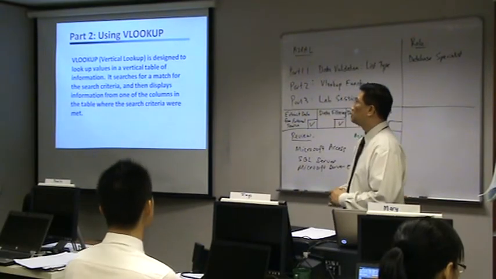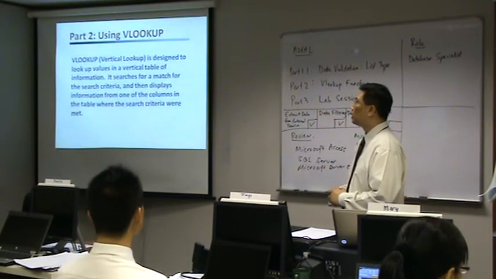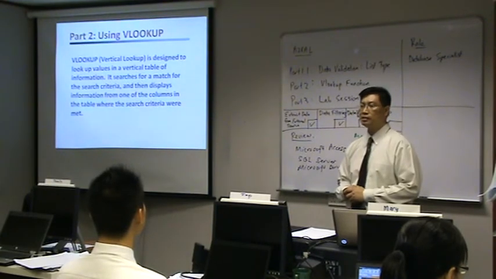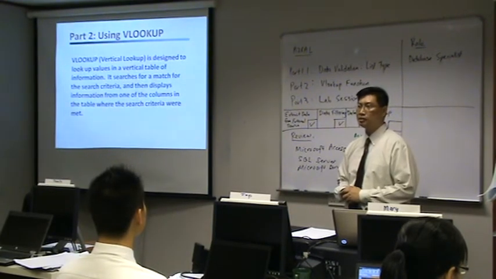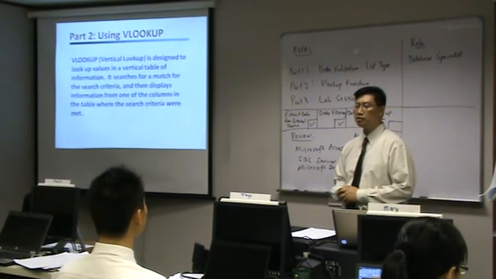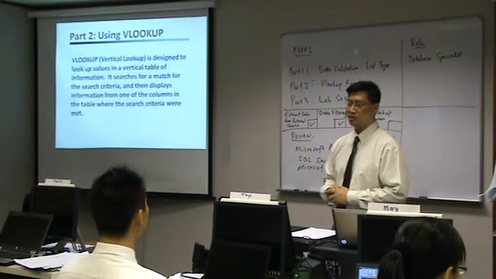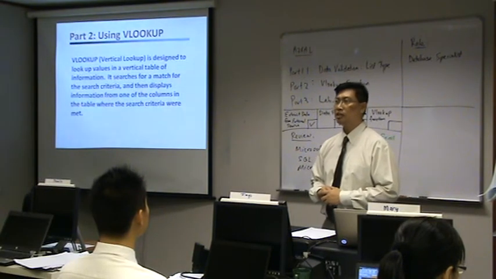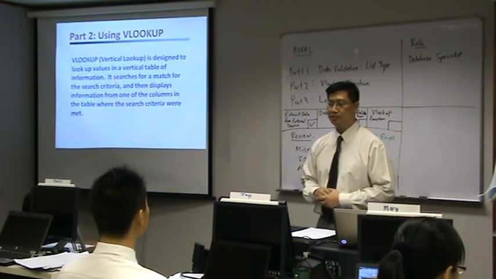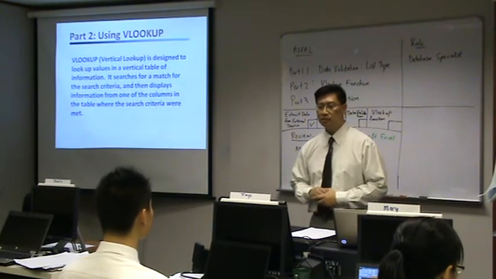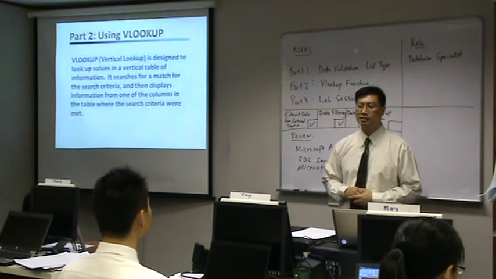Now the next part that we'll be taking a look at will be VLOOKUP. By definition, VLOOKUP, vertical lookup, is designed to look up values in a vertical table of information. What it does is search for a match for the search criteria, and then display information from one of the columns in the table where the search criteria were met.